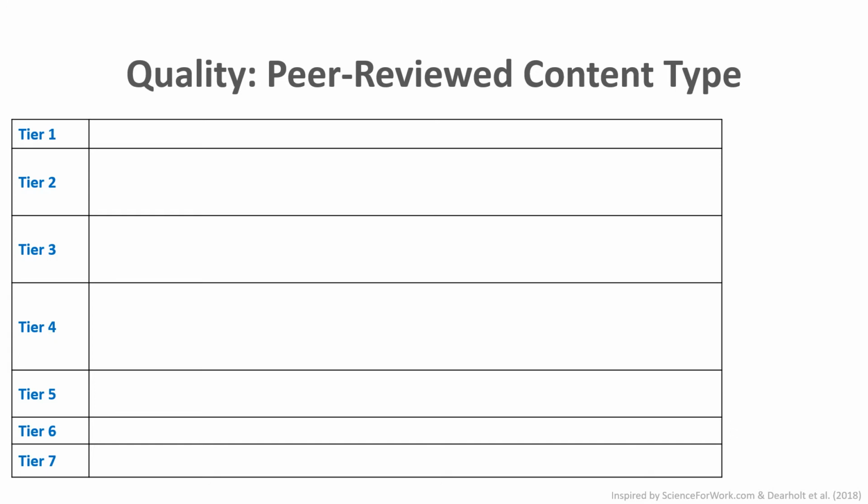What I'm doing here is just organizing the different types of research papers or articles that you might come across in a peer-reviewed journal in terms of their level of not necessarily just rigor, but also the confidence that you can have in their findings, the trustworthiness of their findings, and so forth. So let's start with Tier 1. What's a Tier 1 peer-reviewed content type? Well, this is going to be any type of systematic qualitative review or meta-analysis of randomized controlled studies.